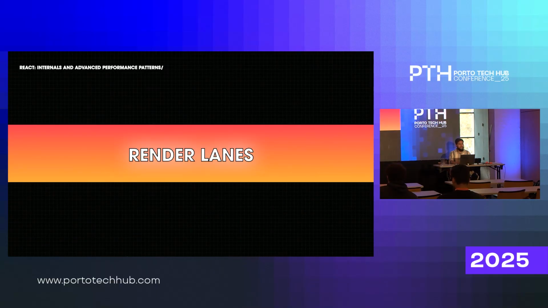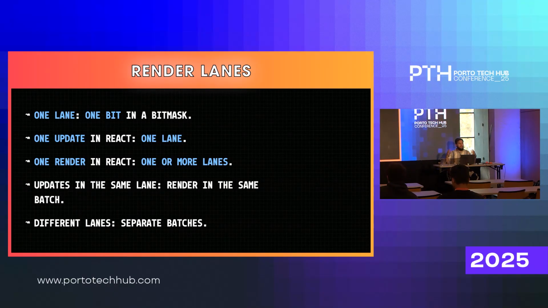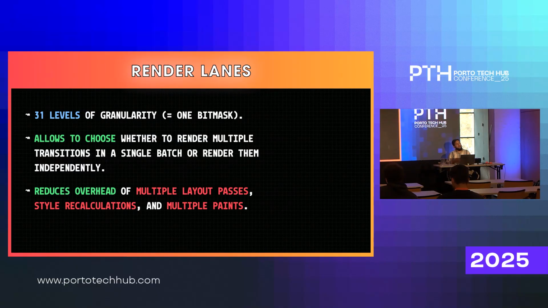Another concept that also lives within the source of React are render lanes. They are an abstraction built around bit masks. One lane in React equals 1 bit in a bit mask, each update in React is assigned to one lane, and each render can be assigned to one or more lanes. And then, again, about React controlling and batching work together: updates that are in the same lane can be rendered in the same batch, and different lanes render in separate batches.